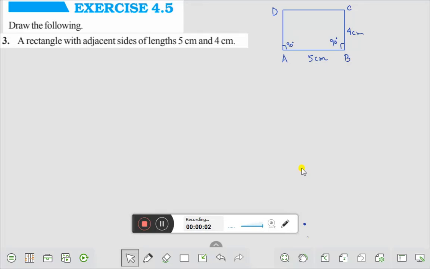Hello everyone. Today I'll discuss exercise 4.5 question number 3. Draw the following. A rectangle with adjacent sides of length 5 cm and 4 cm.